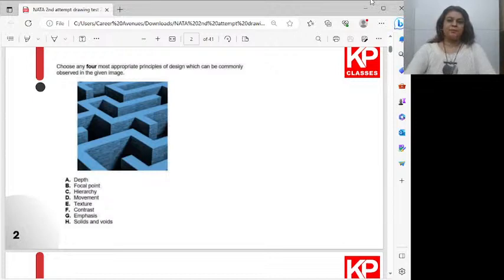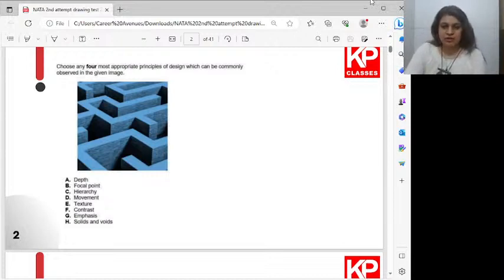Okay, so here we have one of the images, the first image. Again, it says that you have to choose 4 most appropriate principles of design which can be commonly observed in the given image, right? Now, in most of these previous NATA test papers, we had seen that generally they are asking you to identify these principles and elements of design, and you have to identify 4 of them, which means all 4 options should be right.